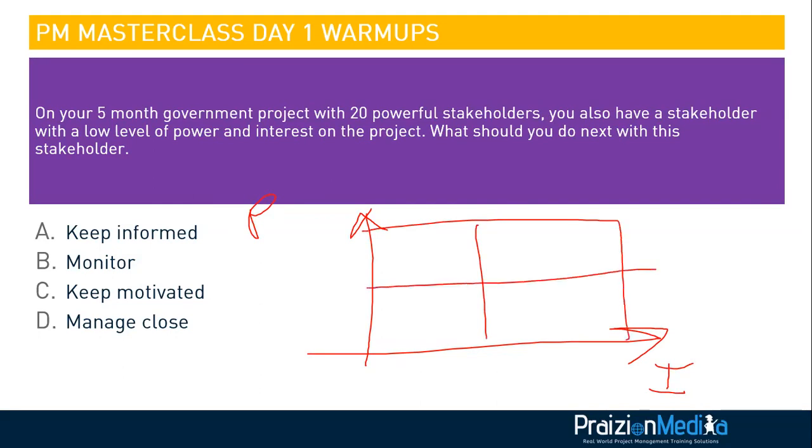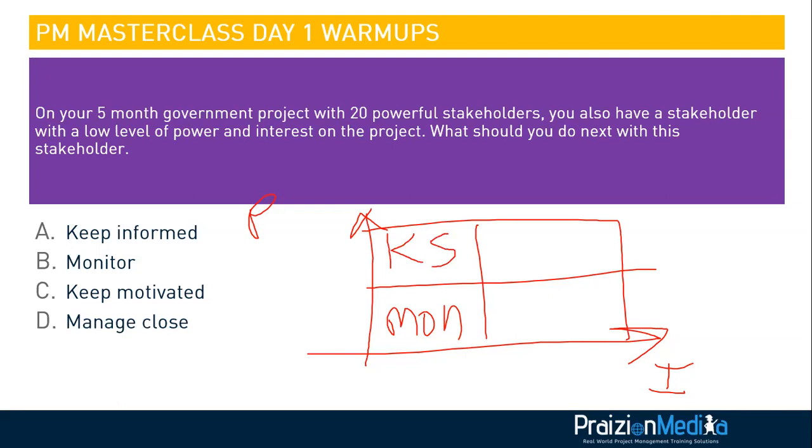Stakeholders with a low level of power and a low level of interest, you need to monitor. Low level of power, low level of interest. Monitor them because they could change as the project evolves. Stakeholders with a high level of power and a low level of interest, you want to keep satisfied.